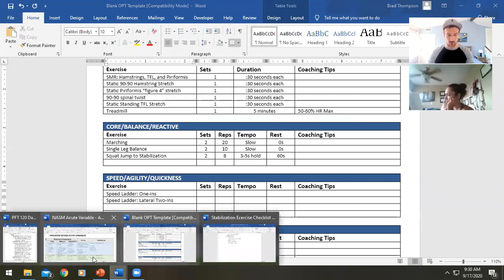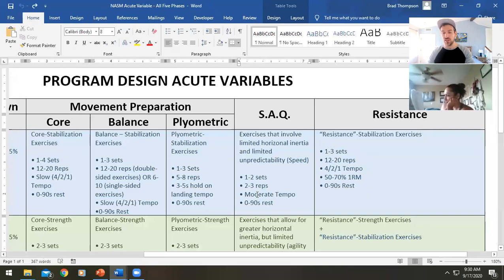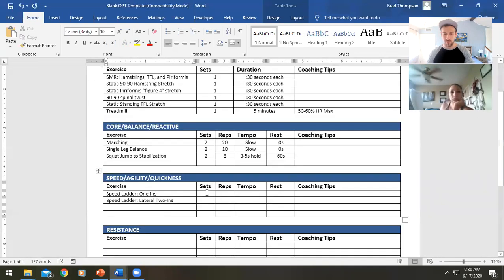I go back to my set of rules: 1 to 2 sets, 2 to 3 reps, moderate tempo, right? So let's do 2 sets of each. We've been doing that. Let's do 3 reps and we'll say moderate, 0 seconds of rest, 60 seconds rest, right? So we'll do it as a circuit.